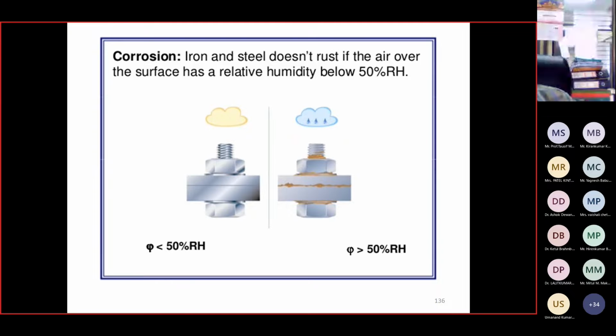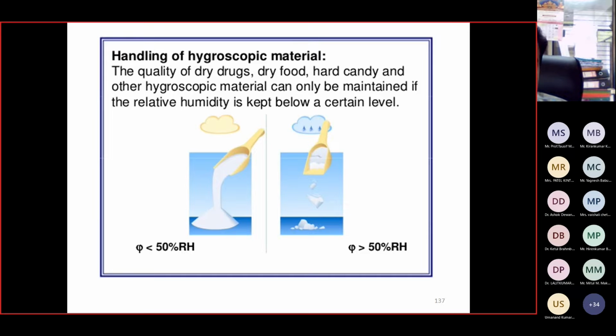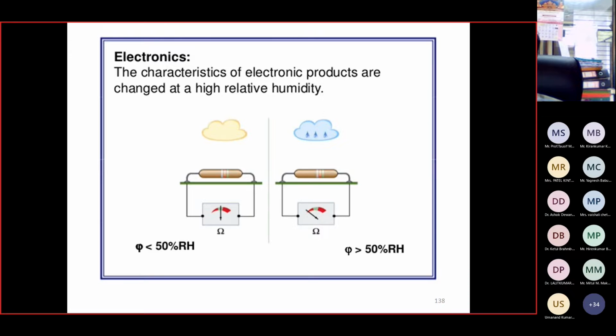Corrosion. To prevent corrosion, it is necessary that the exposed environment be dried or dehumidified. So the surface exposed under 50% RH is in good condition, compared to when RH increases over 50%. Handling hygroscopic materials: I told you earlier about salt. Whenever humidity is below 50, it easily retains its flowability, and whenever humidity is greater than 50%, we again find lower flowability, and it converts itself into paste form.